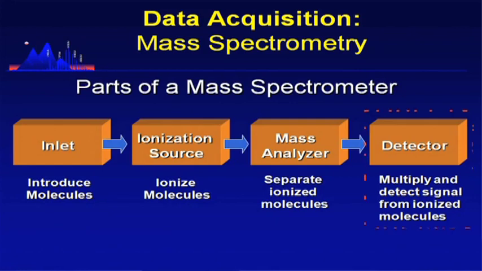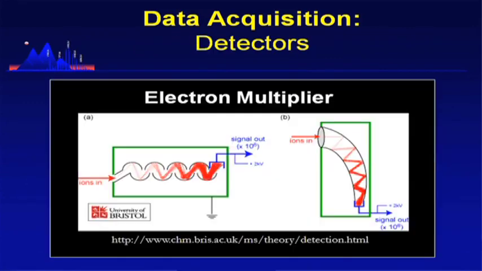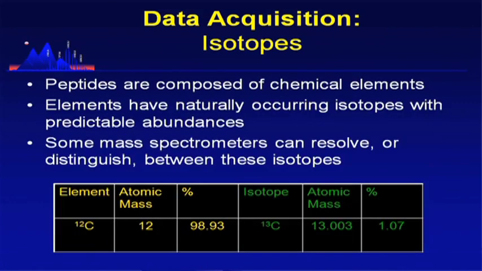Okay, so then the detector is some sort of form of electron multiplier. We're just detecting ions, amplifying that and turning it into a signal. There's nothing fancy about it. Okay, oh my gosh, I'm so far behind.